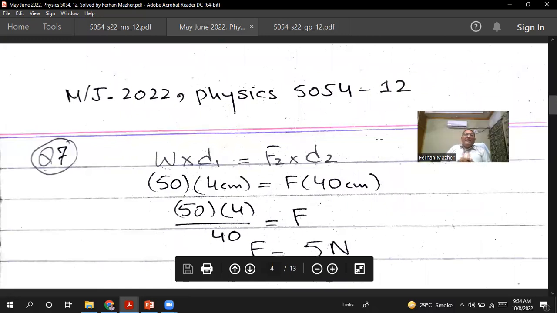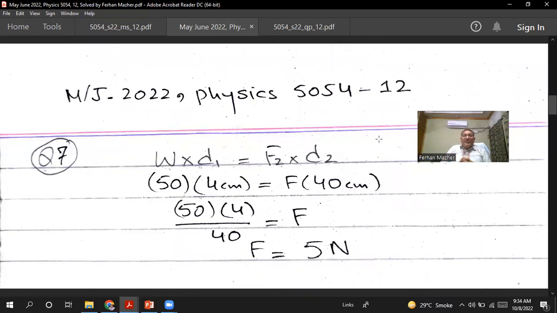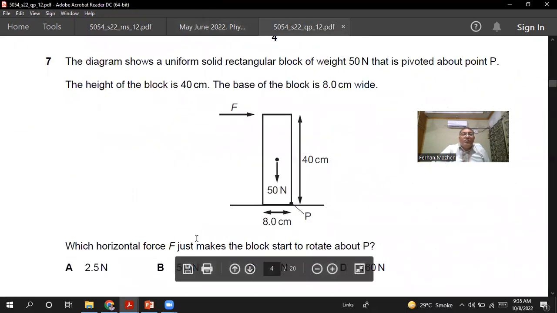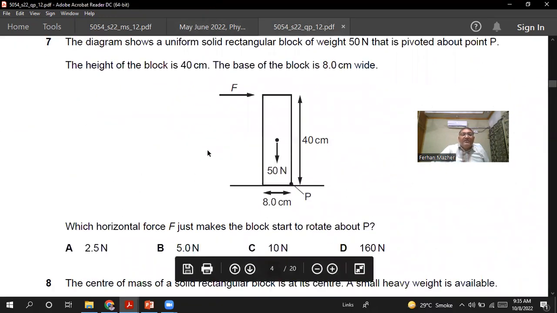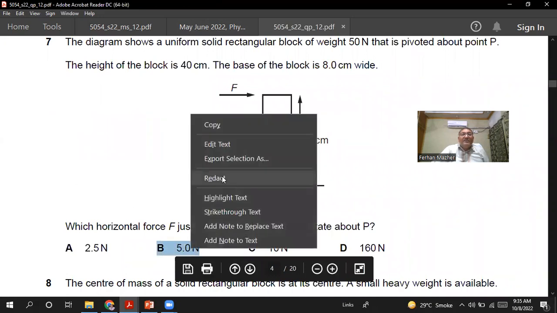So W multiplied by D1 will be equal to F2 multiplied by D2. The weight is 50 Newton and the perpendicular distance from the pivot is 40 centimeter. F2 is F, which we want to find out, and D2 is 40 centimeters. So F will be 50 multiplied by 4 divided by 40. So F will be 5 Newton. So the force needed is at least 5, more than 5 Newton actually. So I think B looks the best option.